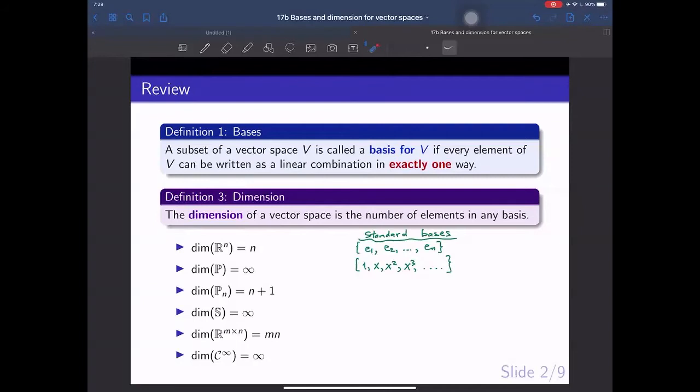The vector space of all polynomials has the standard basis. It has infinitely many elements, so this vector space is infinite dimensional. The subspace of polynomials of degree n or lower has n plus 1 entries in the standard basis, so the dimension is n plus 1.